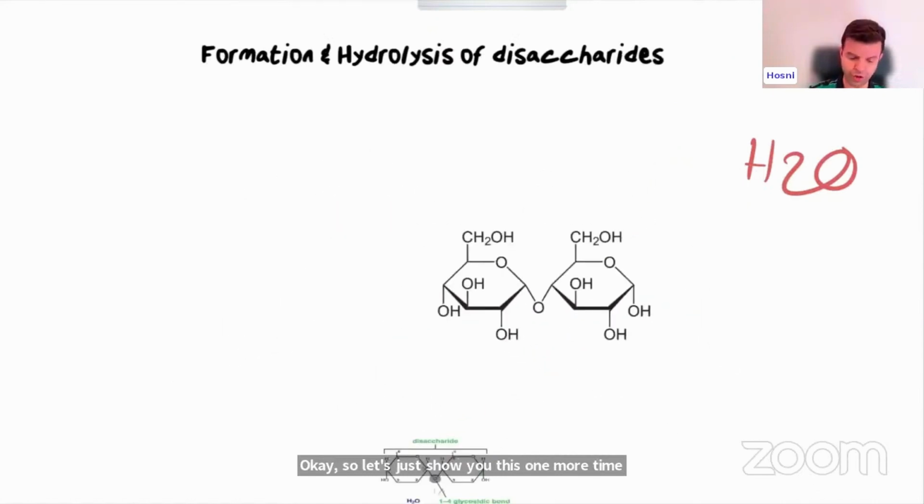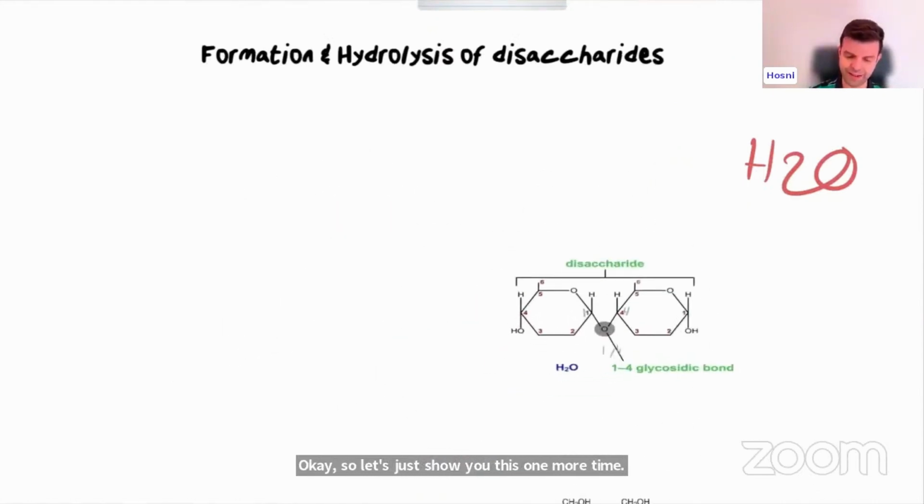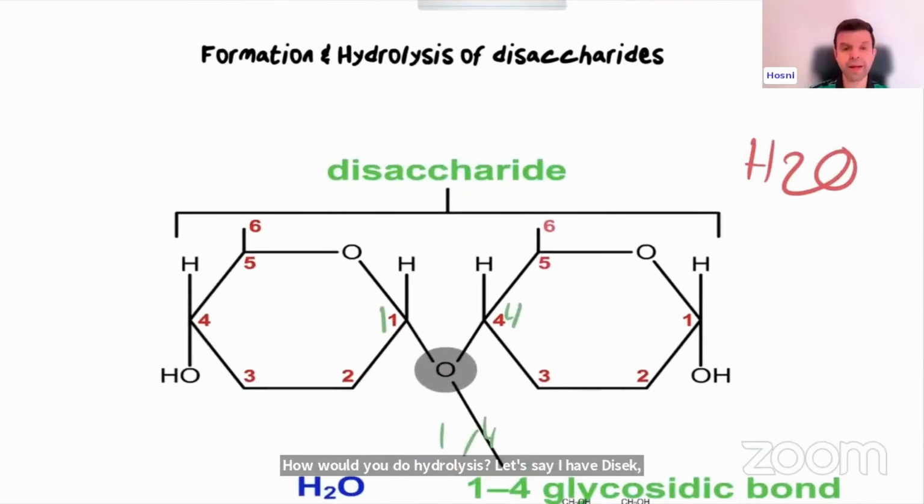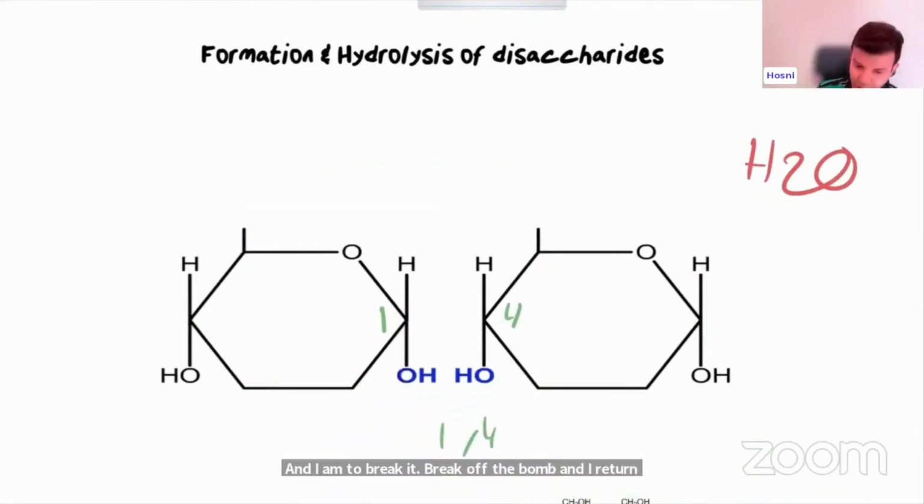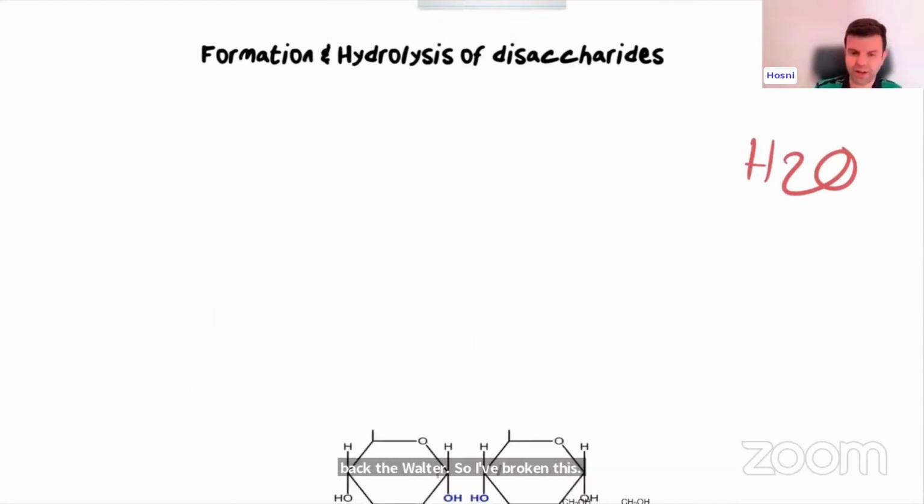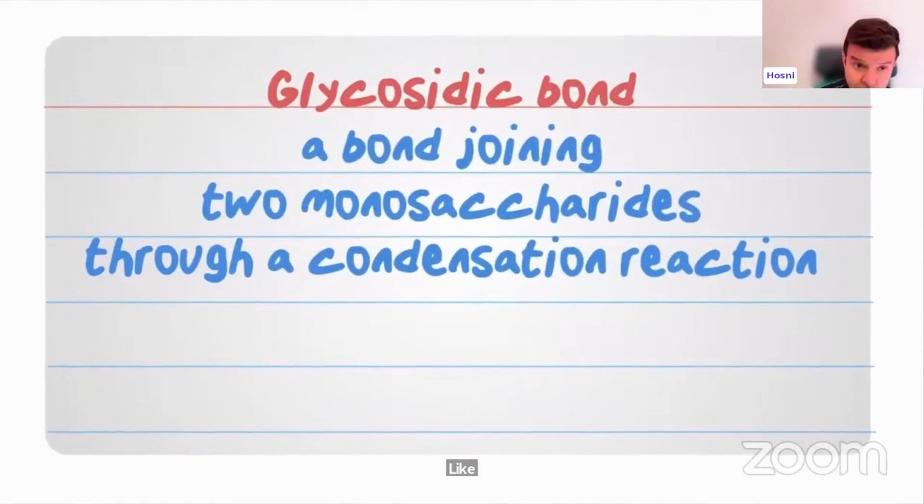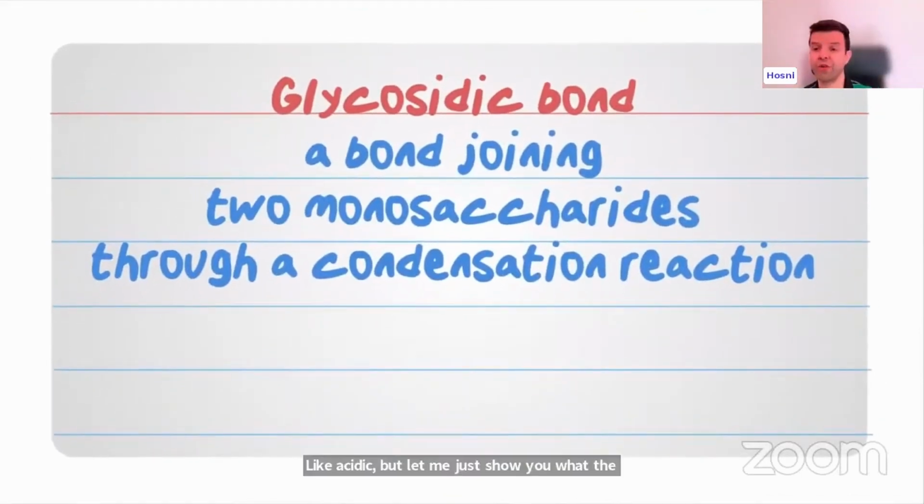How would you do hydrolysis? Let's say I have a disaccharide and I am to break it. I break off the bond and I return the water. So I've broken this glycosidic bond. Let me just show you the definition of glycosidic bond. It's a bond between two monosaccharides formed through a condensation reaction.